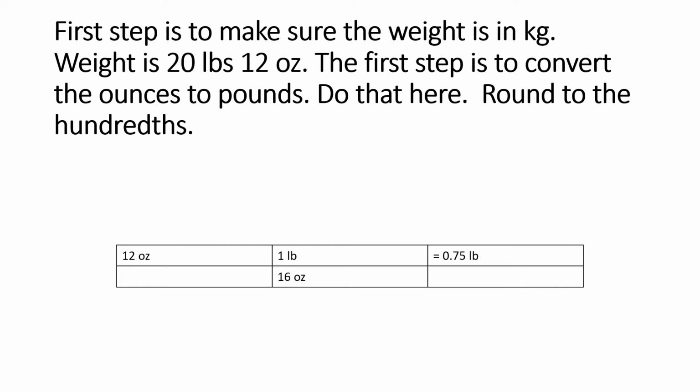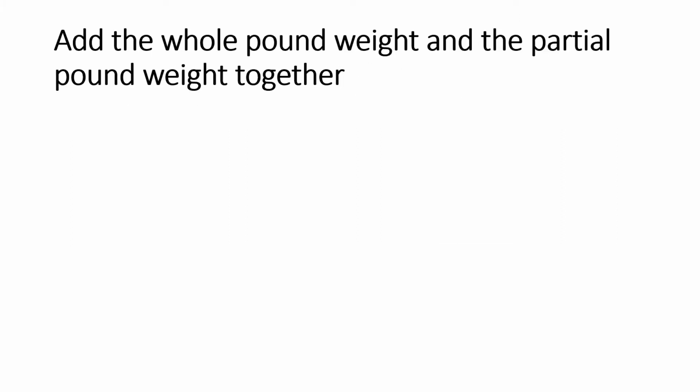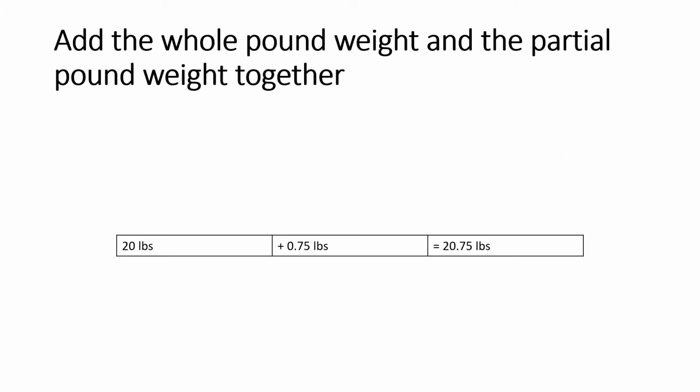Here's our formula using dimensional analysis. We have 12 ounces that we want to convert into pounds; 1 pound is 16 ounces, and that equals 0.75 pounds. Then we're going to add that to our 20 pounds, right? So our patient weighs 20.75 pounds.